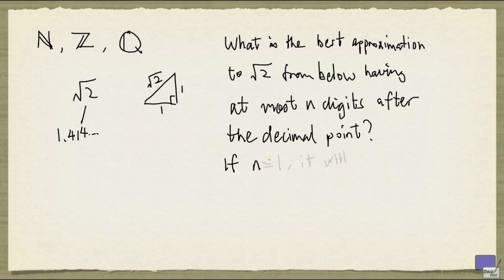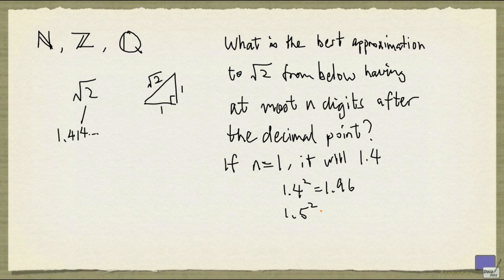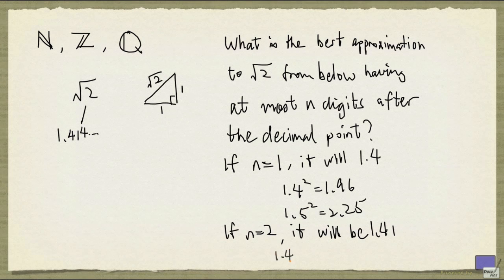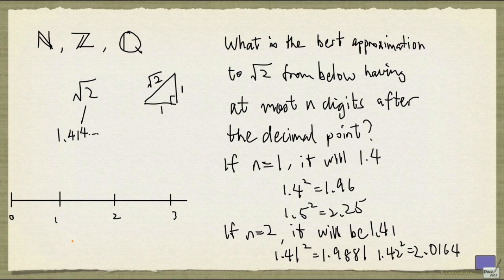If n is 1, it will be 1.4 because 1.4 squared is 1.96, whereas 1.5 squared is 2.25, which is larger than 2. What about when n is 2? Well, it will be 1.41 because 1.41 squared is 1.9881, whereas 1.42 squared is equal to 2.0164. From the point of view of the number line, we can get closer and closer to the square root of 2 as we ask the question with larger and larger n.